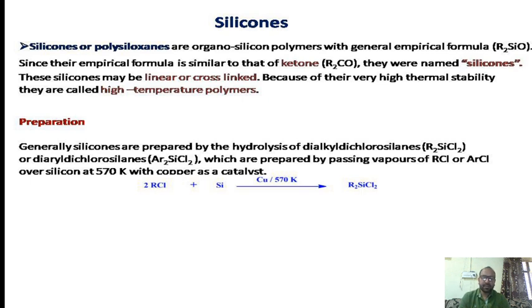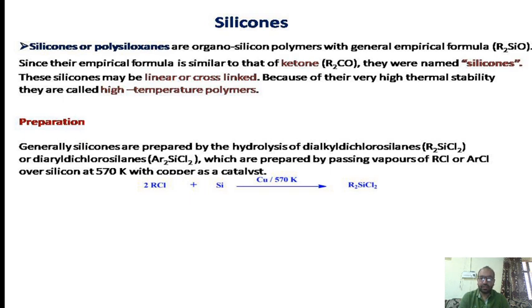These silicones may be linear or they may be cross-linked. These silicones are also called high temperature polymers. Why? Because they are very stable or thermally robust at higher temperature.